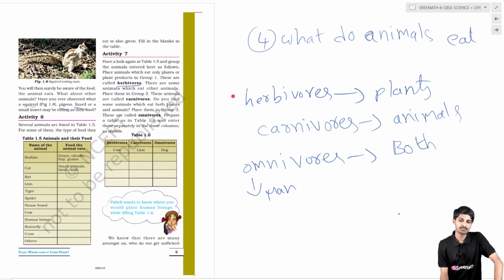But there are some animals which only eat plants. Those animals are called herbivores. There are some animals that only eat animals, so they are called carnivores. Okay, do you understand the difference between these words?